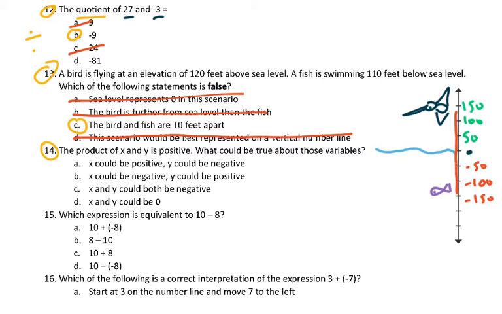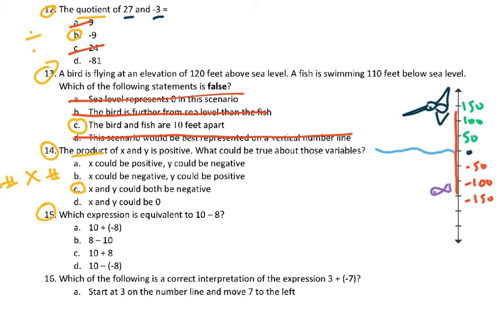14 says the product, means times, of X and Y. So X and Y are just variables that represent numbers. So they're just letters that mean two numbers, and the product is positive. So when you times two numbers, it gives you a positive answer. So what could be true? Well, we know that a positive times a positive equals a positive, and a negative times a negative equals a positive. So that only means it could be C. If X and Y are both negative and they times, it would be a positive product.